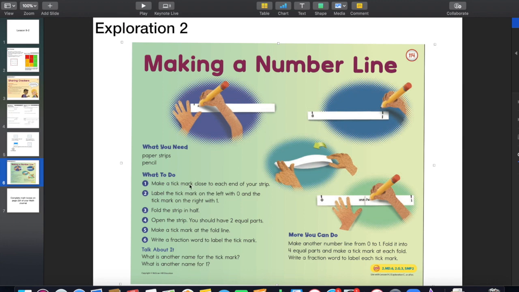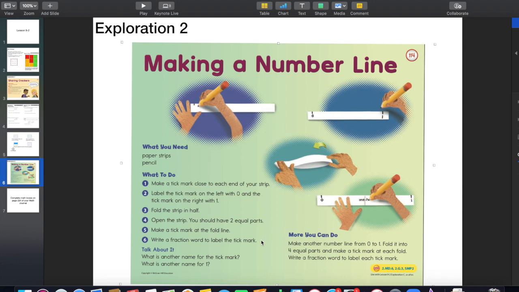It says, make a tick mark close to each end of your strip. So you can see the examples up here. They did a tick mark here and a tick mark here at either end. Label the tick mark on the left with 0, as shown here, and the tick mark on the right with 1. Then you should fold the strip in half. Then open the strip. You should have 2 equal parts. Make a tick mark in the fold line. Write a fraction word to label the tick mark.